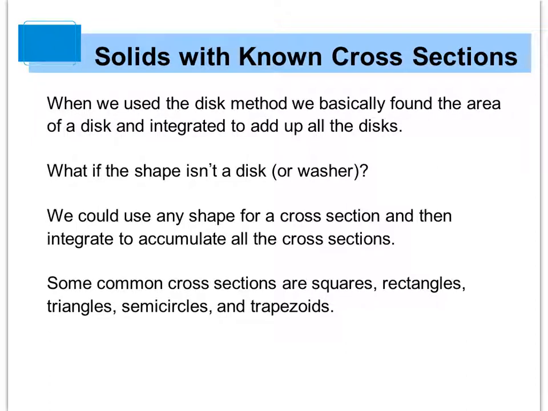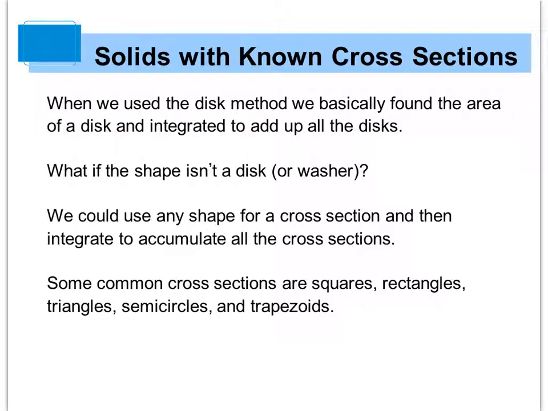So the question is, what if we have a figure and its cross-sections aren't disks or washers? So it's a 3D figure that's maybe not the result of revolving something around an axis, and hence when I split it into pieces, those pieces aren't disks or washers. What that's called is the cross-sections. So a disk or a washer is a cross-section of a figure. We're going to be looking at figures that have cross-sections that are other shapes, not disks or washers.